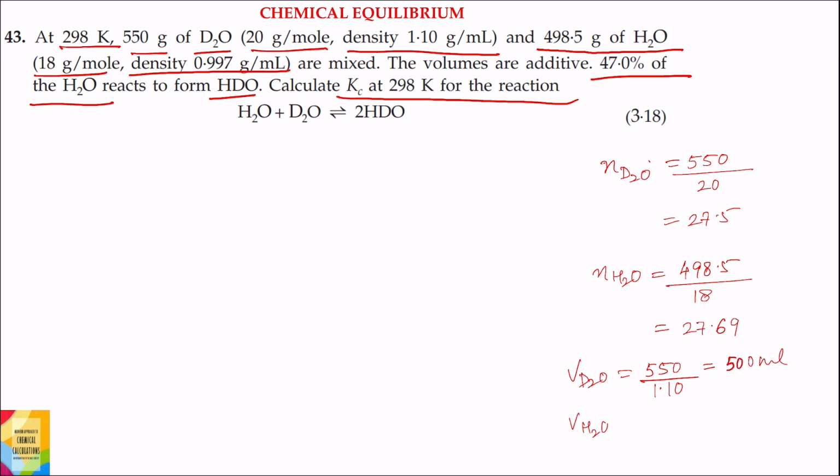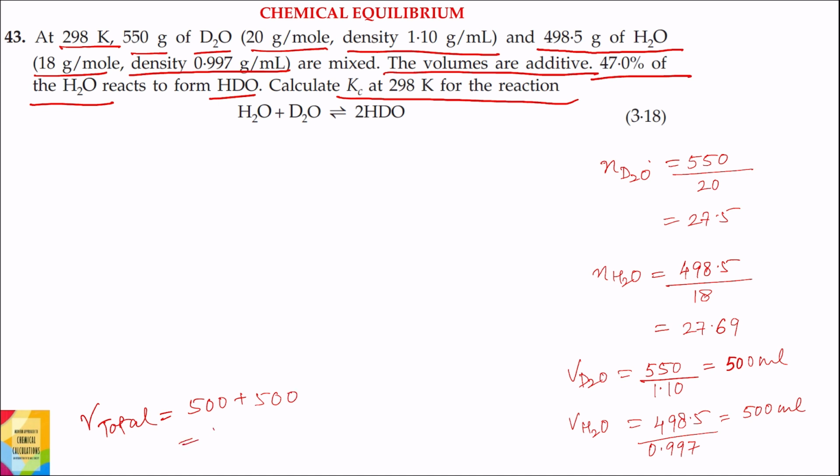Similarly, volume of H2O will be equal to mass by density, that is 498.5 divided by 0.997, and this is equal to 500 milliliter. Now since the volumes are additive, what will be the total volume? Total volume is equal to volume of D2O plus volume of H2O, and this is equal to 1000 milliliter or 1 liter.